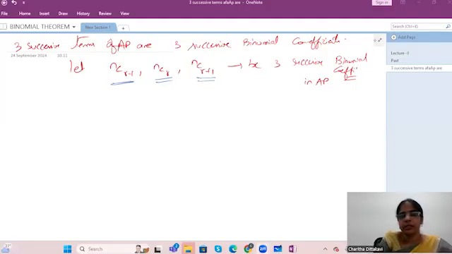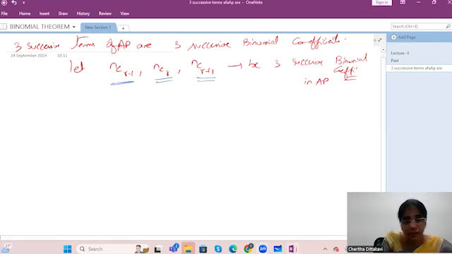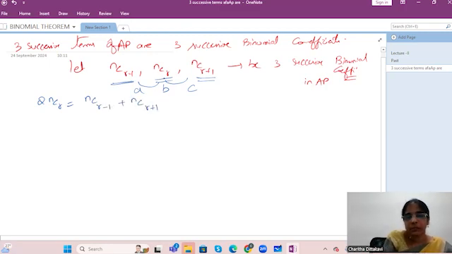Now, when the three terms are in AP, obviously the condition is 2 times the middle term is the sum of the first and last terms, isn't it? So this minus this equals this minus this. Suppose I say these are A, B, C: B minus A equals C minus B. Hence you get 2B equals A plus C. So 2 times the middle term is the sum of the first and the last terms. Clear? So 2 times nCr is the same as writing nCr minus 1 plus nCr plus 1.